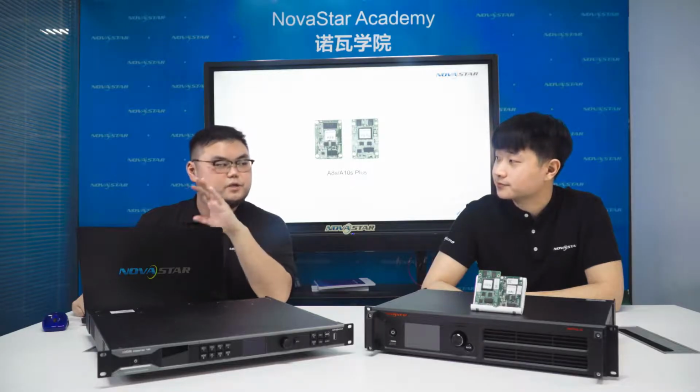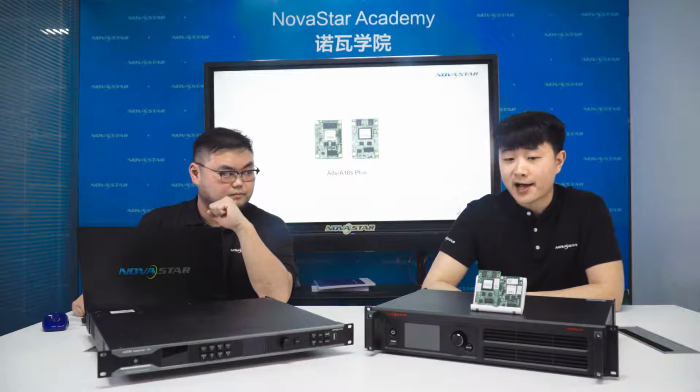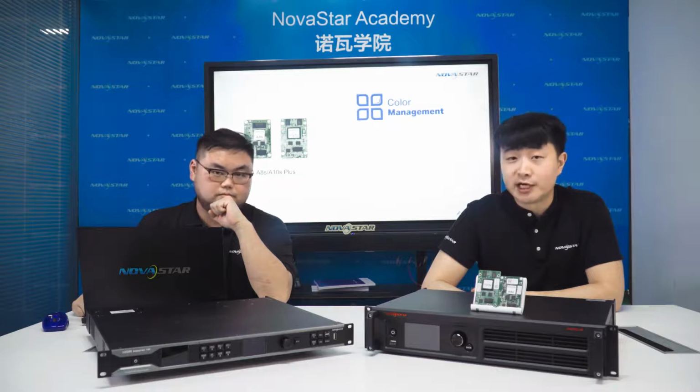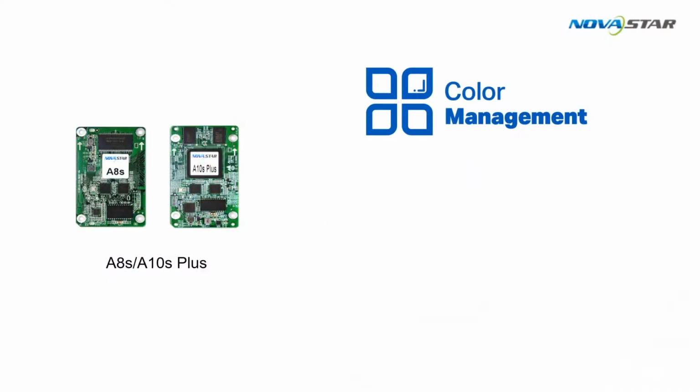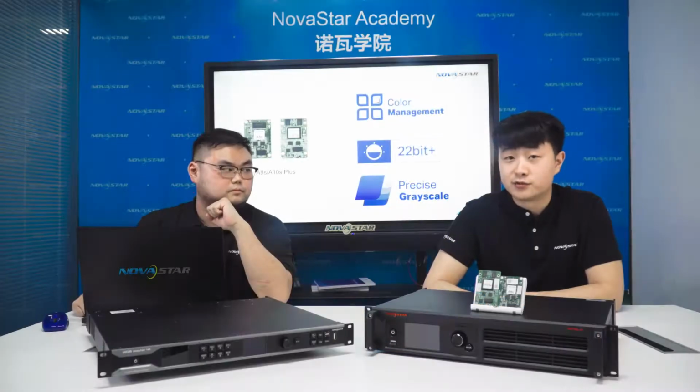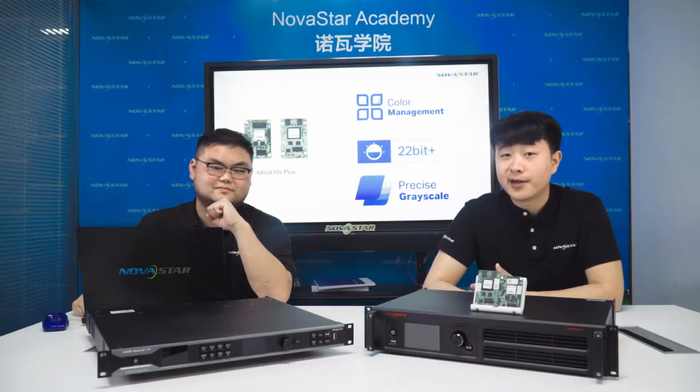Okay, I guess there should be some reason or feature that can help to get a better HDR effect. Yeah, you're right. The A8S or A10S receiving cards have a function called color management, which can adjust the color gamut of an LED screen to be BT.2020 and get all colors displayed more accurately. In addition, 22-bit plus and precise grayscale calibration are another two important features of those two receiving cards, to make LED screens have better image quality. And according to our experience, the pixel pitch of an LED screen should be within 2.5 mm to get an obvious HDR effect.